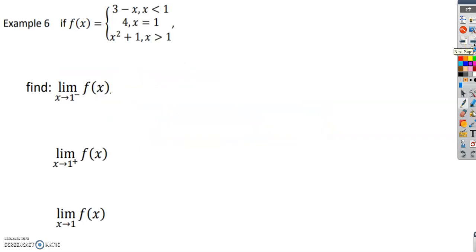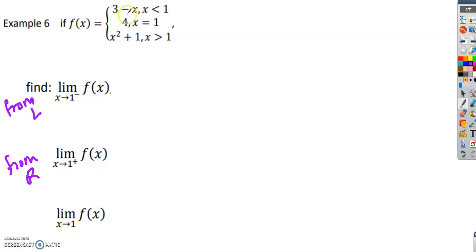All right, in example 6, they asked, this is the first time we've actually seen sided limits this year. You should have seen it last year. Remember that this means as x approaches 1 from the left. This means as x approaches 1 from the right, from the positive side, from the negative side. And this again is just that general one.